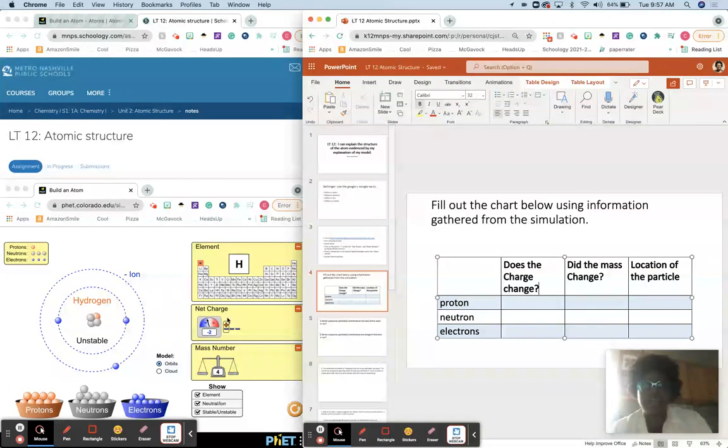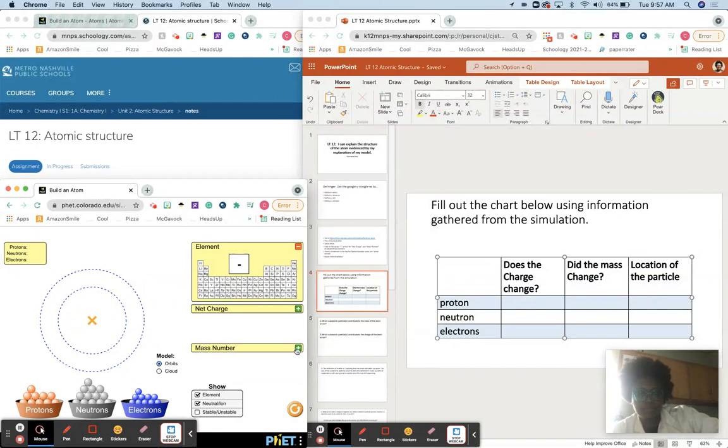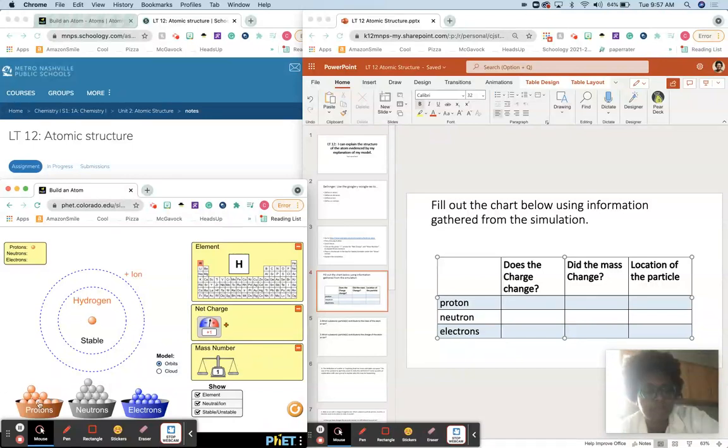Awesome. Now let's talk about the mass number. I'm going to reset this. Plus, and check. Let's see. When I add a proton, does the mass number change? When I add a neutron, does the mass number change? When I add an electron, does the mass number change? Go ahead and answer those accordingly.